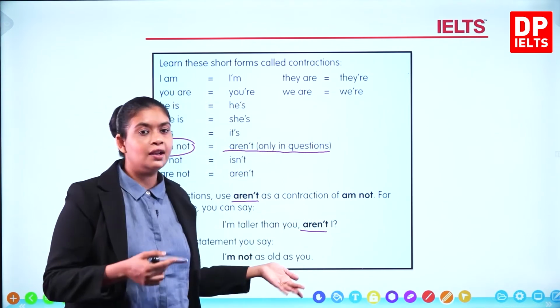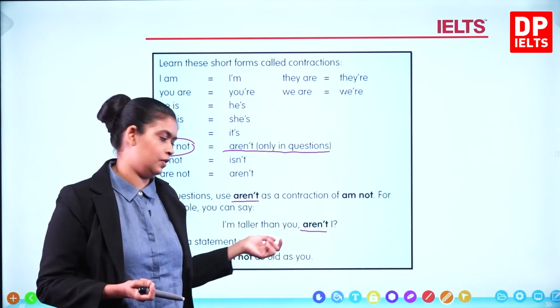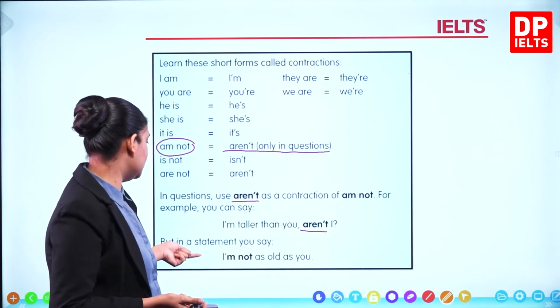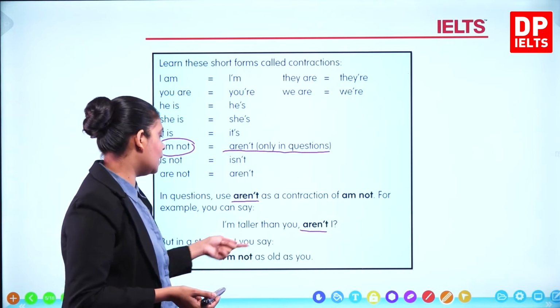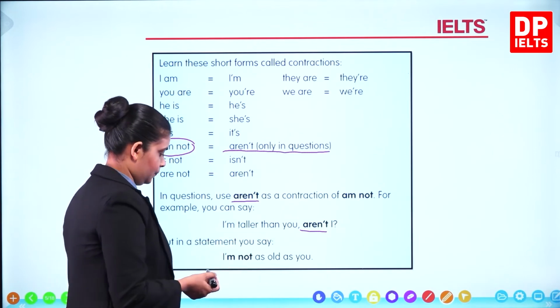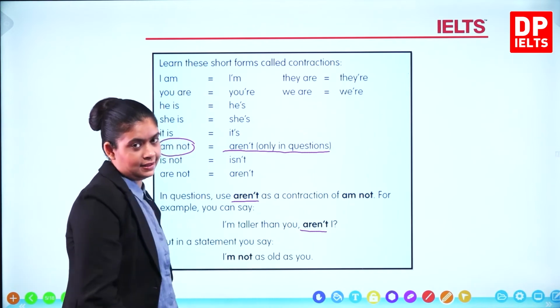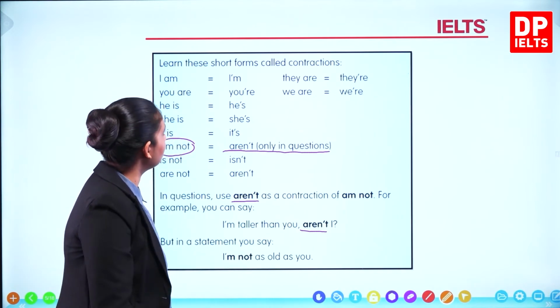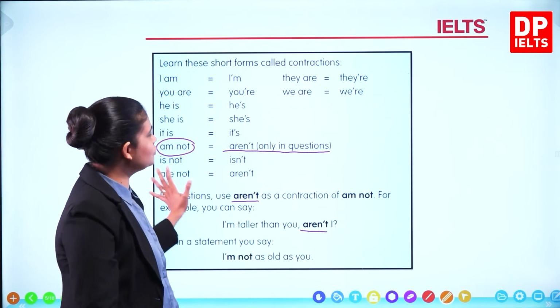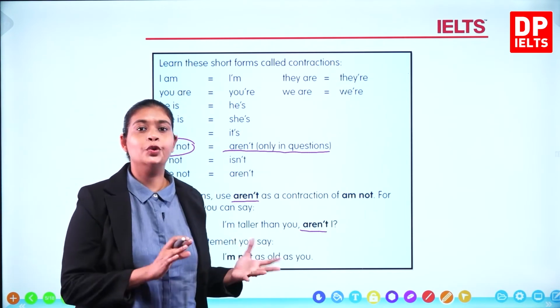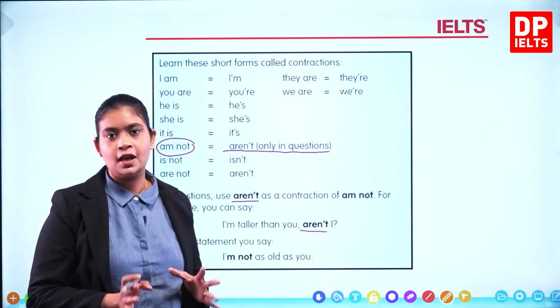ඒ නැද්ද කියලා වගේ අහන එක තමයි we say aren't. But in a statement you say I'm not as old as you, right? You don't use aren't in a sentence. Clear? So this is just for you to understand that you could use contractions.